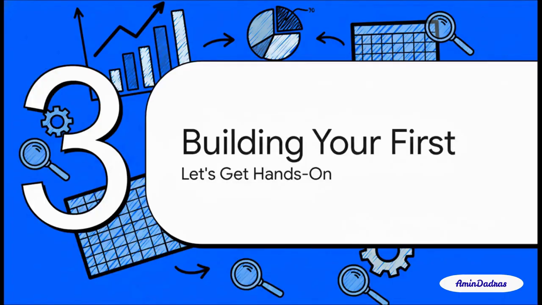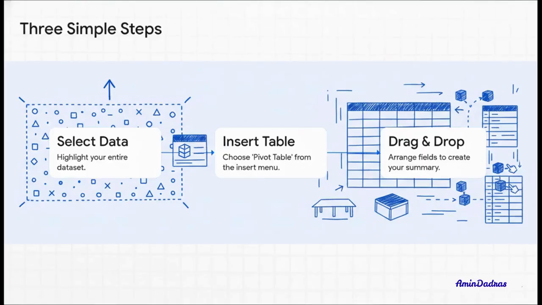All right, enough theory. The best way to really get this is to see it in action. So let's build one, right now. And I mean it when I say it's simple. We're talking 3 basic steps. Select your data, insert the pivot table, and then comes the fun part. You just drag and drop the fields to start asking your data all kinds of questions.